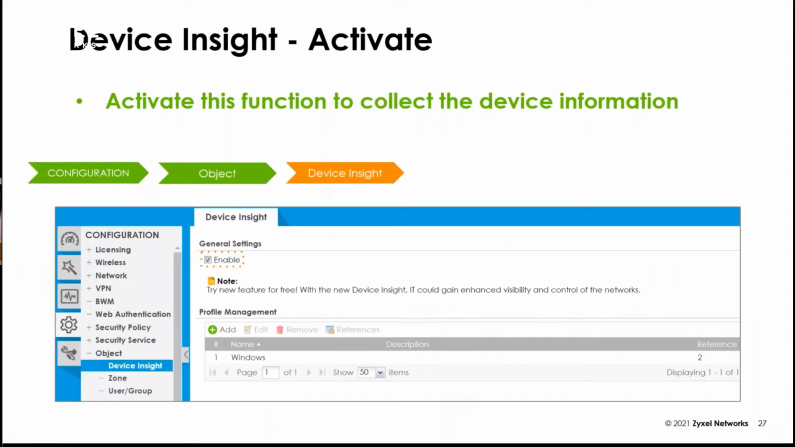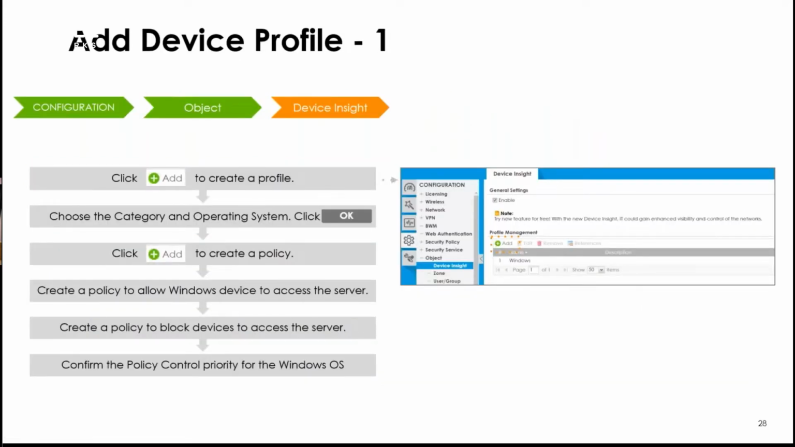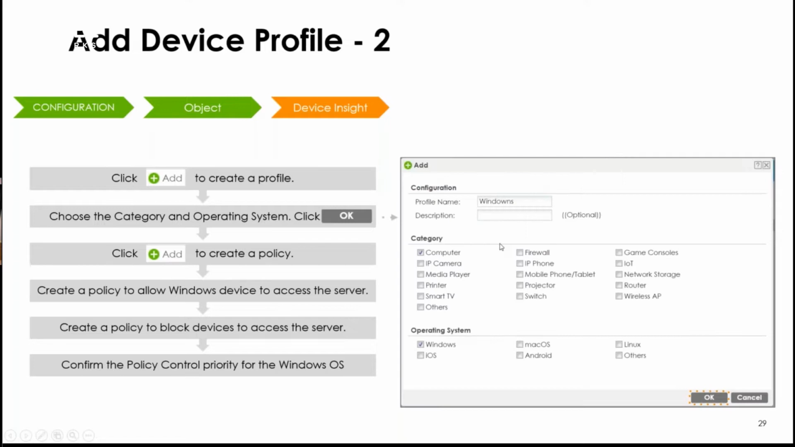And the setup is pretty simple. So first you go to Configuration, Object, Device Insight, and you enable this feature. The next step, you need to create a profile for Device Insight. So you go to the Add button and now you have the option to select your needs. In this example, we are selecting computer and Windows, and these two parameters act together. So every computer with Windows will be part of this profile.